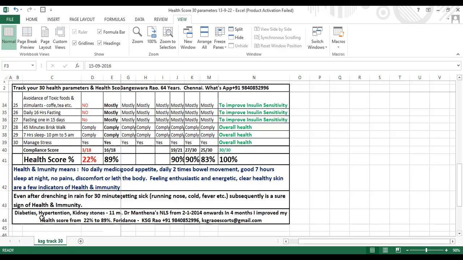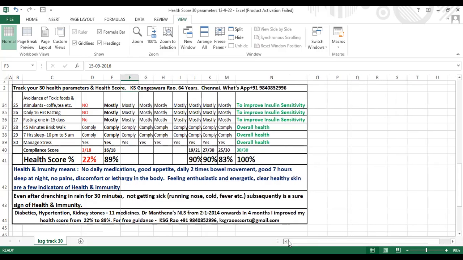So I was diabetic and I was having hypertension. I was having kidney stones for almost about 12 years, friends. Then by following this approach, a daily schedule change in Dr. Manjana's natural lifestyle, in 4 months I improved my health from 22% to 89%. So I request all of you, put your blood reports in this Excel form and check it. When you go to the doctor, you can take this so the doctor can see whether your HbA1c is improving, getting better, or going towards higher diabetic levels.